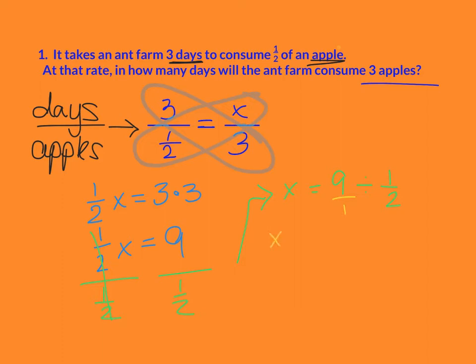And now I'm going to do my math Macarena. Keep the first, flip the second. Now you multiply. Keep the top with the top and the bottom with the bottom. 9 times 2 is 18. 1 times 1 is 1. So I know that x equals 18 days. And there's your answer.